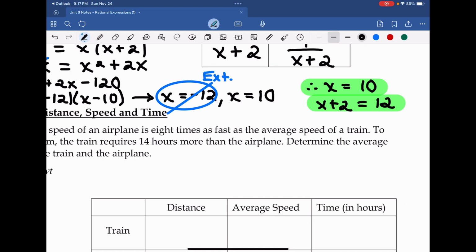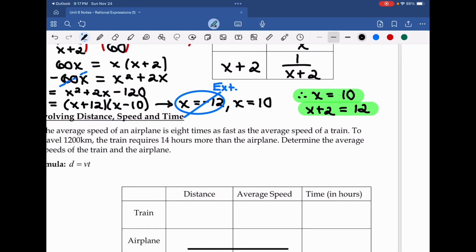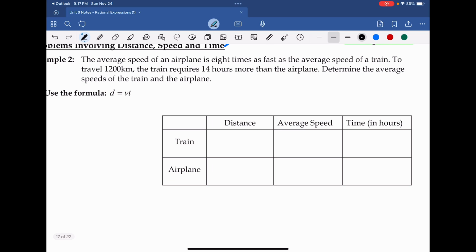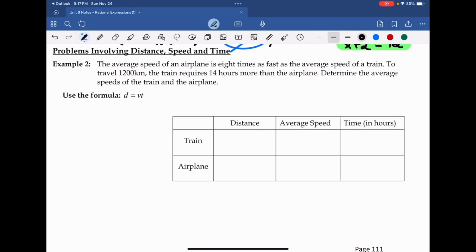Okay, now that's one that deals with reciprocals and seeing some sort of sum or difference. Now, let's talk about distance, speed, and time problems. Not that we want to delve into physics at all, but we can use this basic uniform motion equation to help us solve problems that involve rational expressions. So here's what example 2 says.